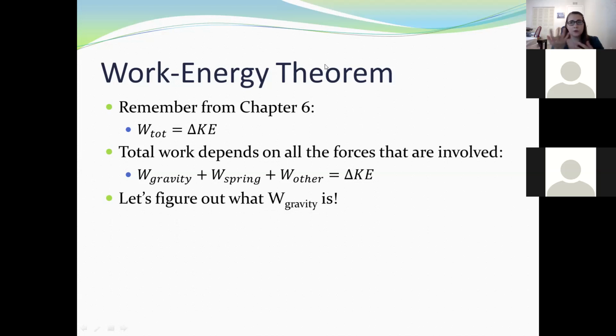For example, your total work might be something like the work due to gravity plus the work due to a spring force plus whatever other forces you might have. Other tends to be like friction or air resistance or an applied force, something like that. And we'll talk about springs later. I'm going to just introduce one thing at a time. But anyway, all of those things added together gives us our total work, which is then equal to our change in kinetic energy. So today we're going to figure out what the work due to gravity is. Woohoo!